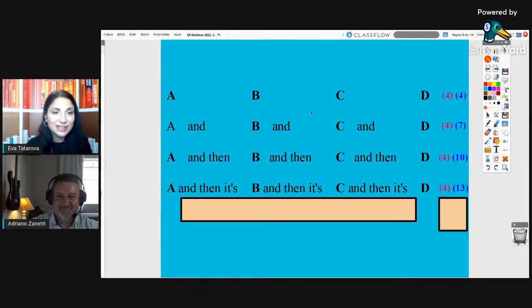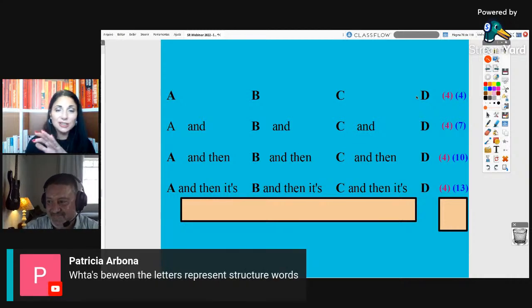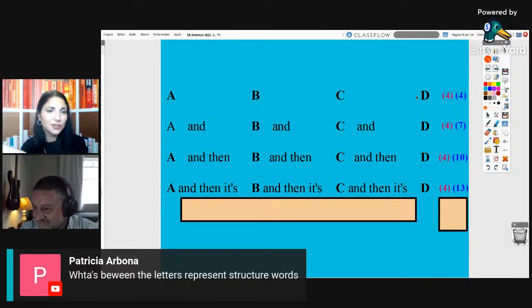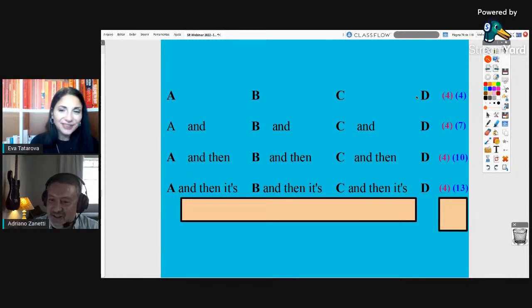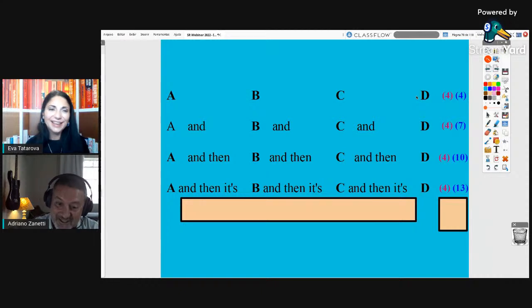Yeah, this is exactly what Miss Patricia from Argentina just typed in the chat box. What's between the letters represents structure words. Oh, she's so close, yet so near, and too far as well.